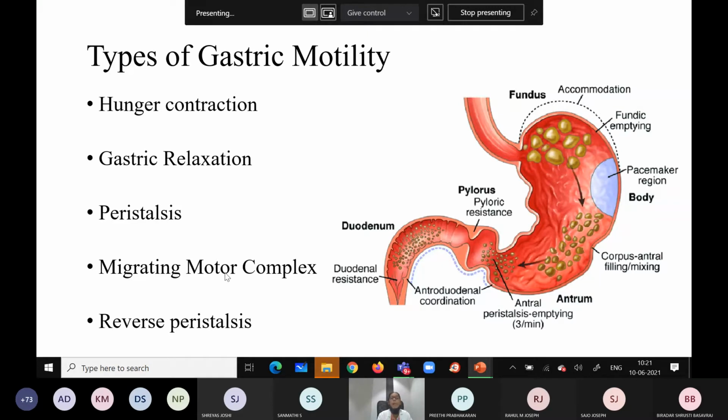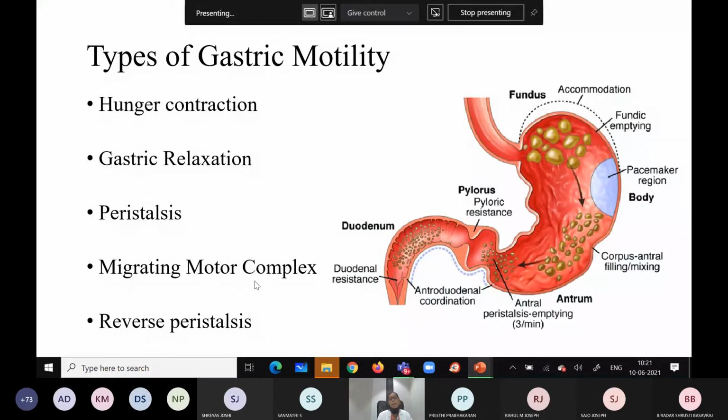Then we have migrating motor complexes. These are the gastric movements that occur in the interdigestive phase, meaning whenever there is no food in the stomach and no digestion is going on, these contractions occur. They are called migrating motor complexes. They occur one contraction for every 90 minutes.